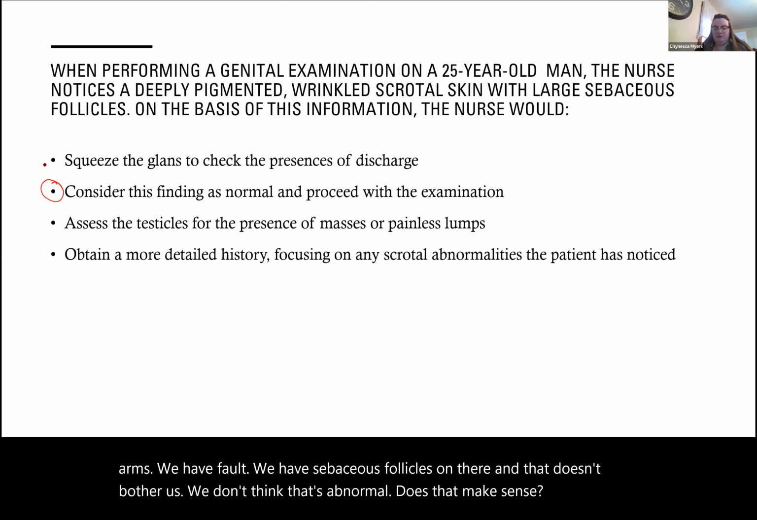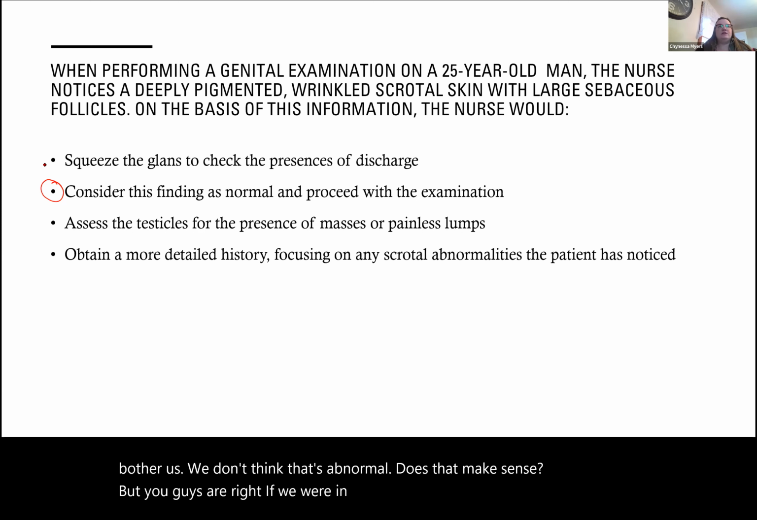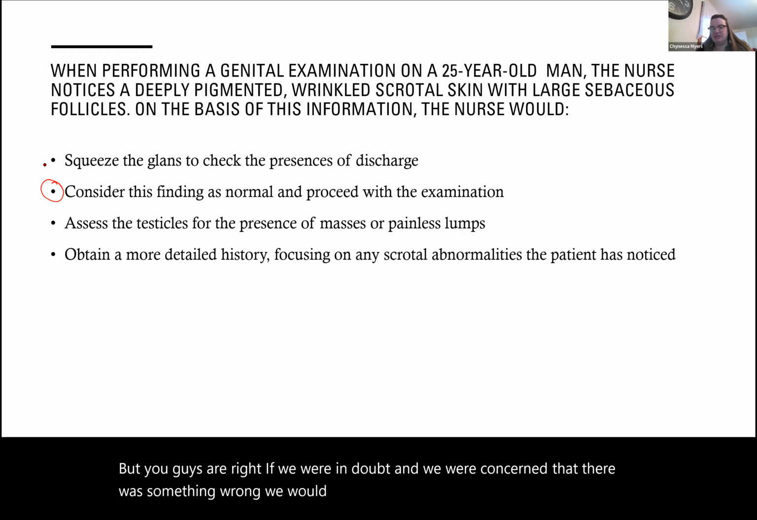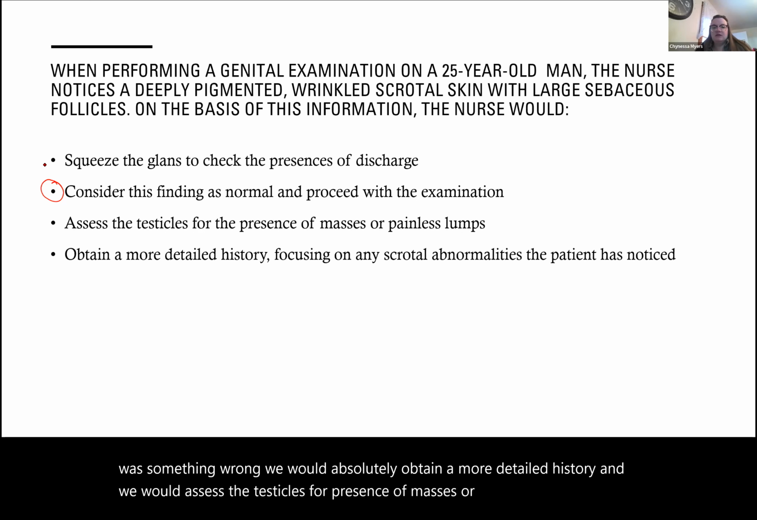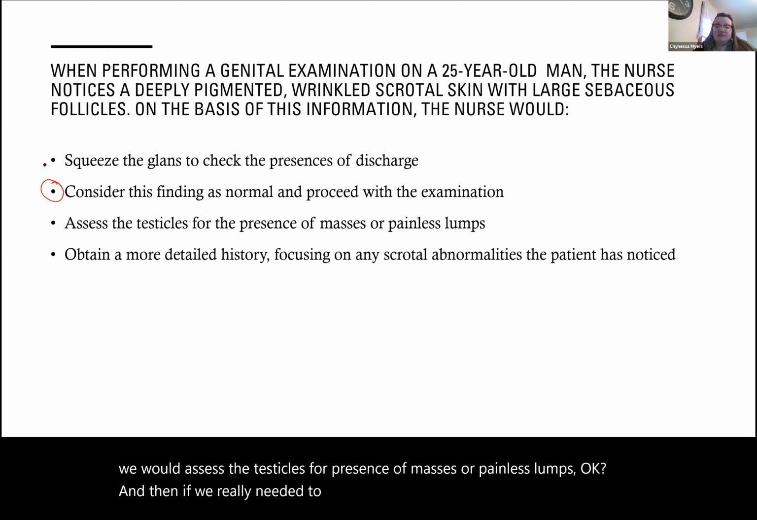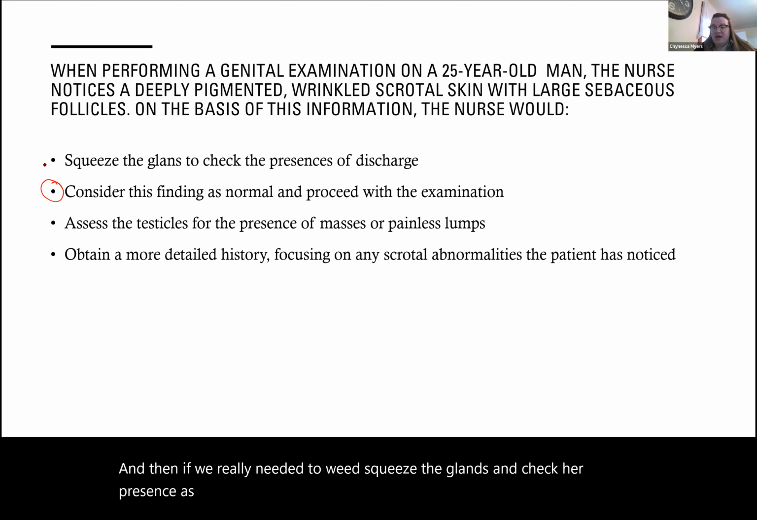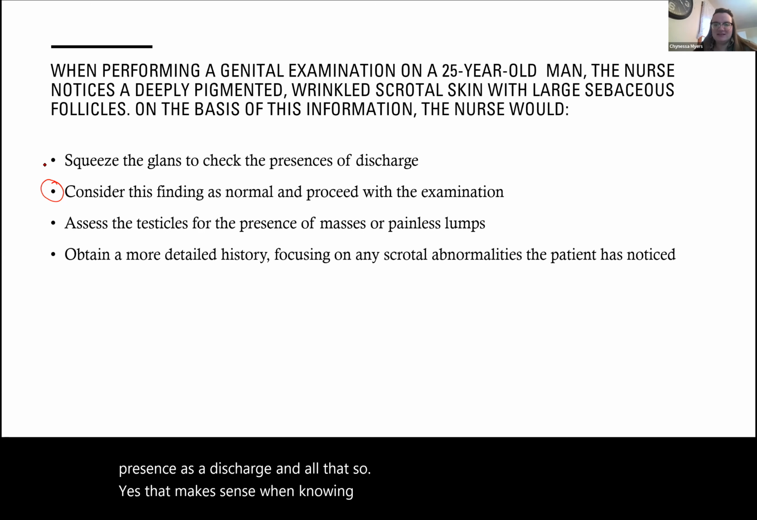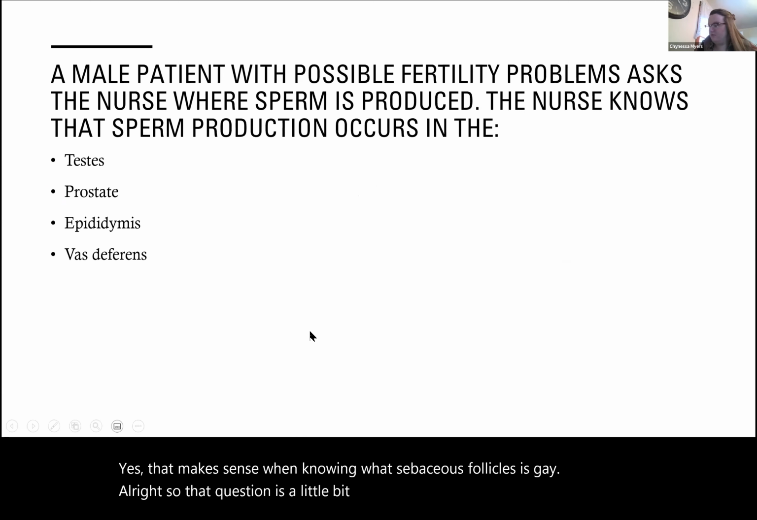But you guys are right. If we were in doubt and we were concerned that there was something wrong, we would absolutely obtain a more detailed history, and we would assess the testicles for presence of masses or painless lumps. And then if we really needed to, we'd squeeze the glands and check for presence of discharge and all that. So yes, that makes sense when knowing what sebaceous follicles are. All right, so that question was a little bit harder. We're going to move on to the next one. The next one's easier again.